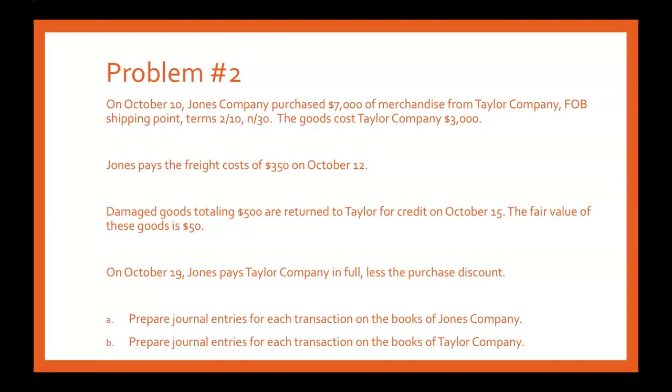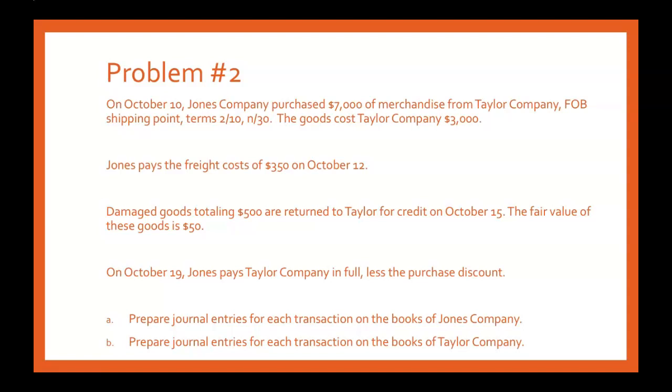Our next transaction, Jones pays the freight cost of $350 on October 12th. So Jones, the buyer, is paying for shipping, just like we talked about with FOB shipping point. Then, on October 15th, damaged goods totaling $500 are returned to Taylor for credit. The fair value of these goods is $50. So there was some damaged goods in this original purchase. Jones is returning them to the seller. And then the fair value, that's what Taylor Company is able to resell these damaged goods for, maybe for scrap metal. They can get $50 for it. So that's what the fair value means.